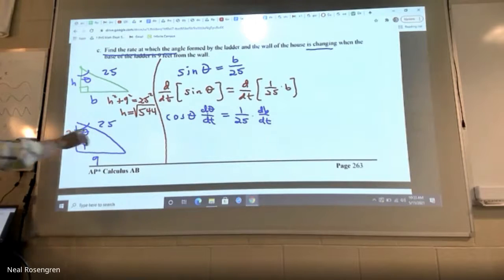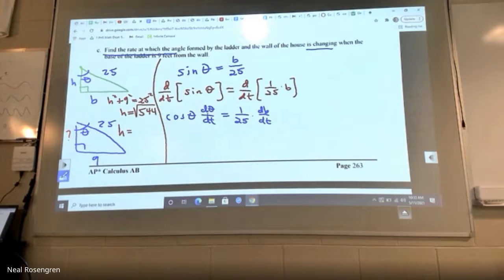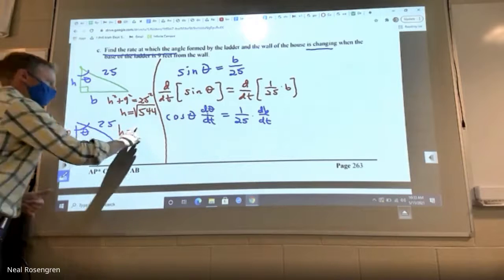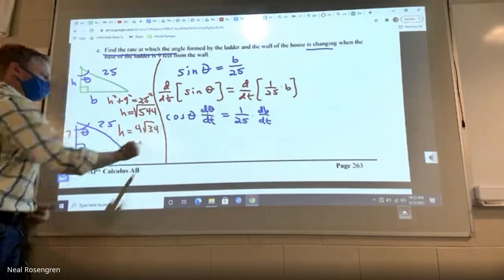Is there a perfect square factor of 544 bigger than 4? Because I think you're right. I think 4 goes in. 16 goes in. What's left after that? 34. 16 and 34. And 34 doesn't have any perfect square factors, so let's call it 4 root 34. Nice.